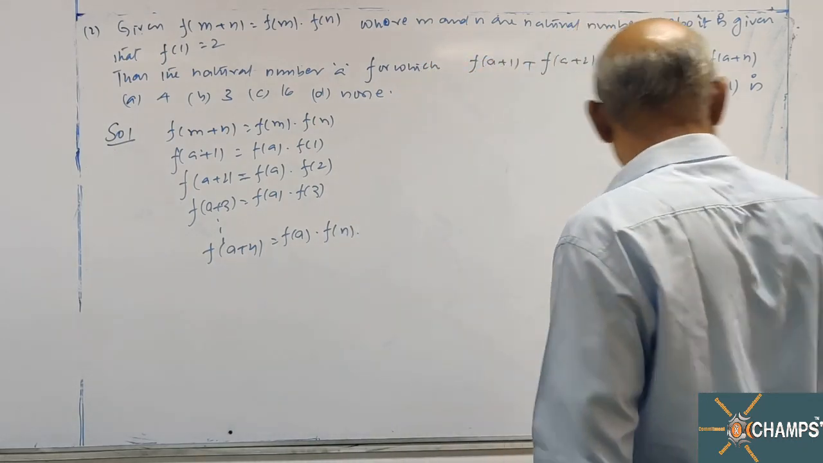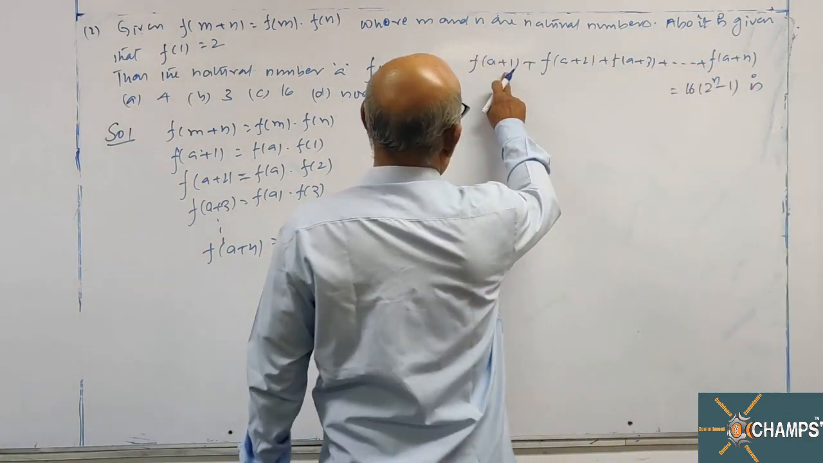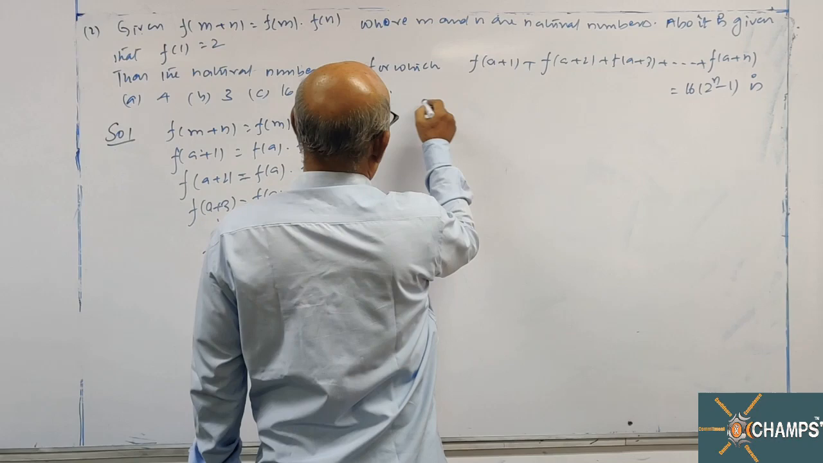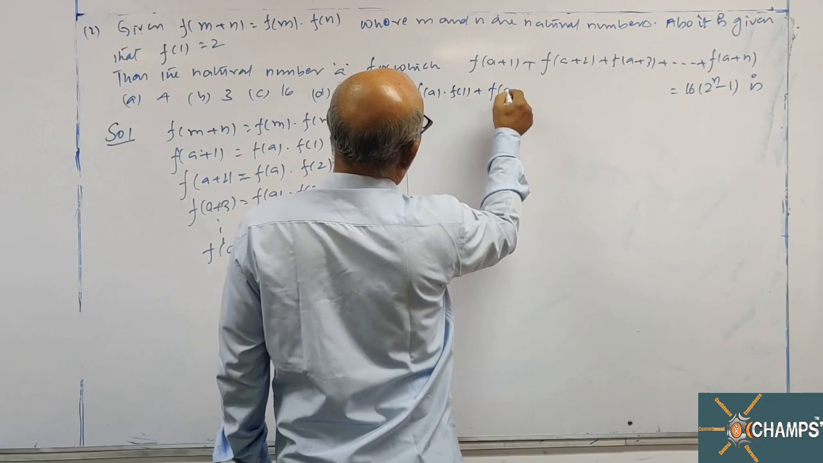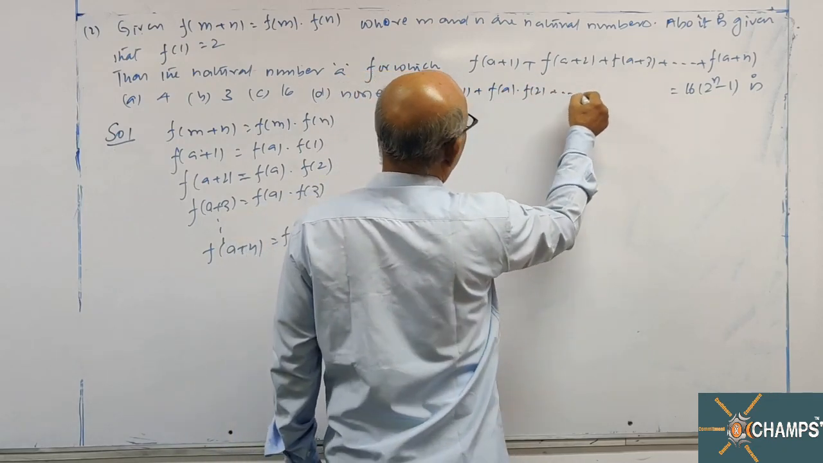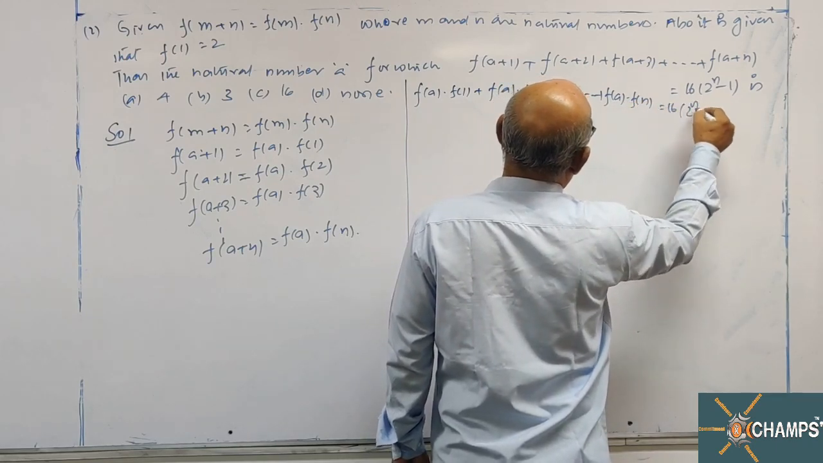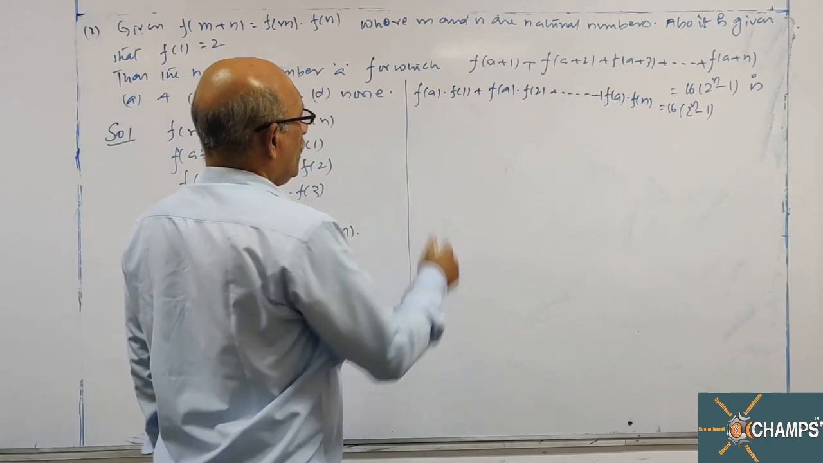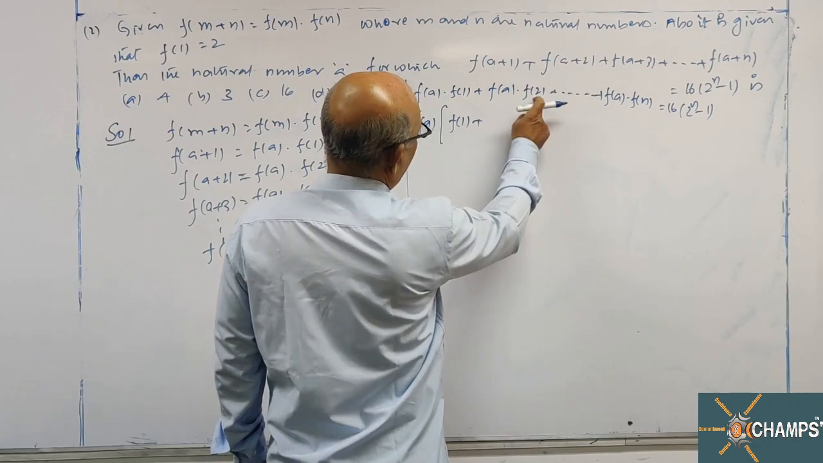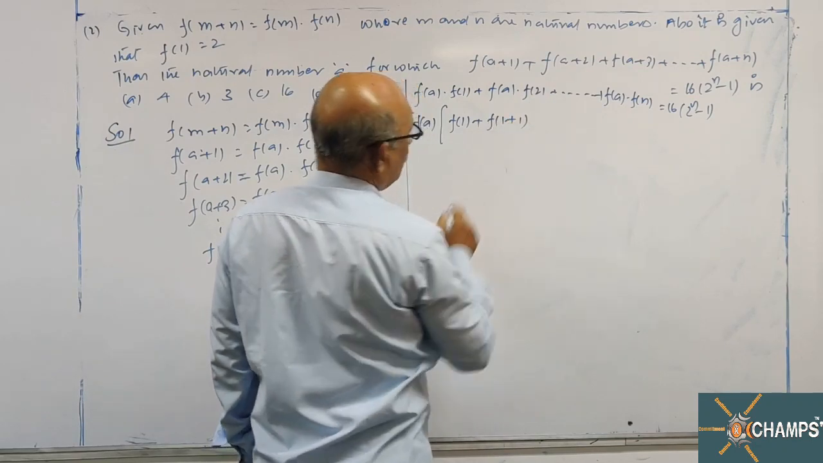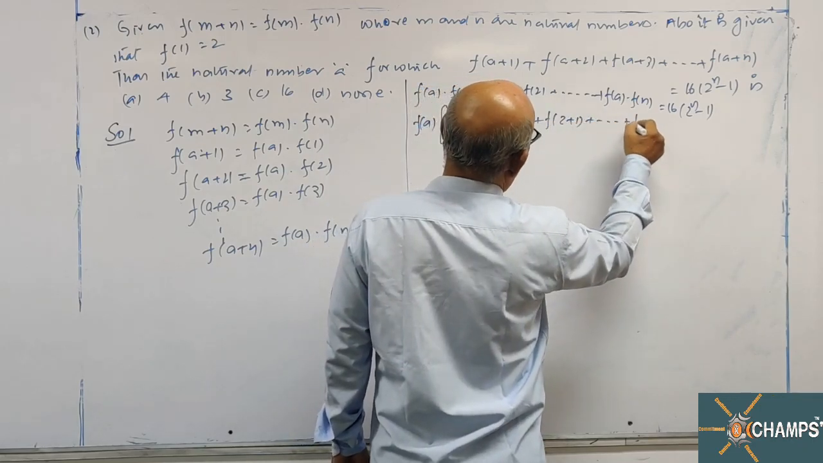Consider this expression. F of a plus 1, f of a plus 2, f of a plus 3. This is f of a into f of 1 plus f of a into f of 2 plus f of a into f of n is equal to 16 into 2 power n minus 1. You can take f of a common. F of 1, this f of 2 again can be written as f of 1 plus 1. This is f of 2 plus 1, etc. plus f of n.